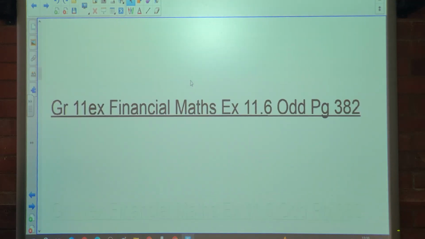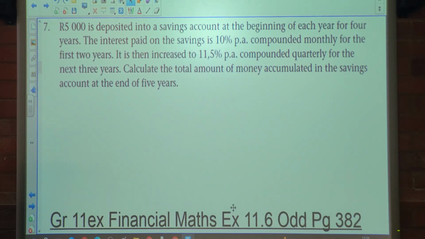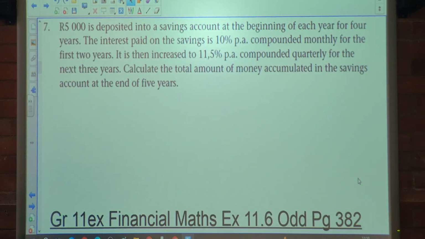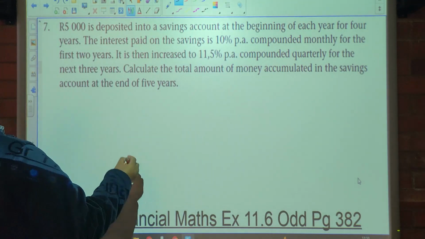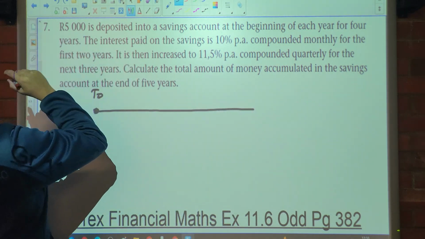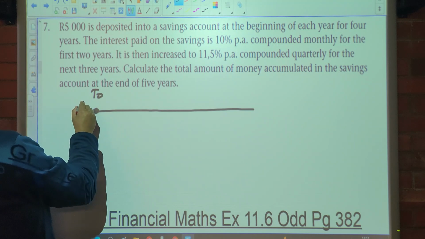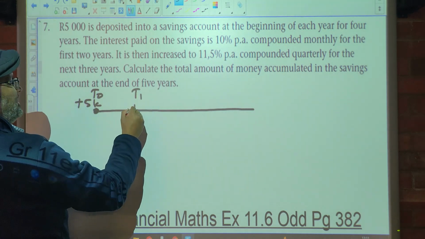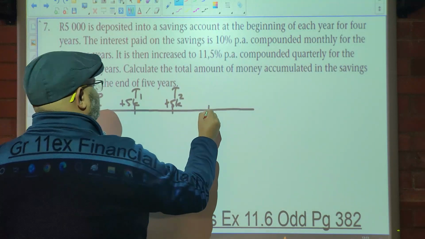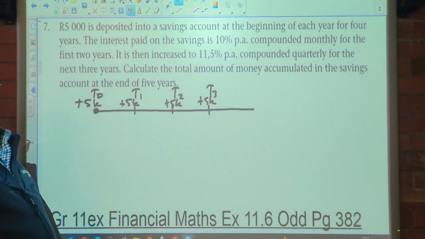Right, people, number 7. Is that the last one? Right, number 7. See, your homework would have just taken you 10 minutes. Remember 5,000 is deposited into a savings account at the beginning of each year for 4 years. Probably a bonus you're getting. So the 5,000 rand is deposited at the beginning of each year for 4 years. So it's 5,000 at T0, T1 is 5,000, T2 is 5,000, then T3 is 5,000. That is for 1, 2, 3, 4 years. You all agree with that?